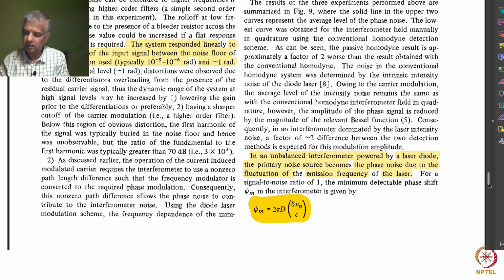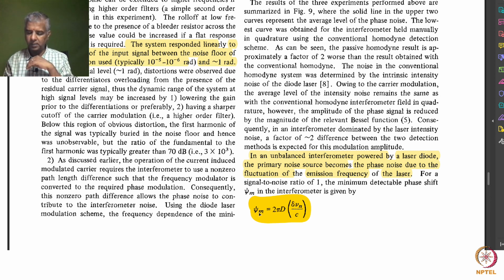So, it has been improved since then, but they also make another important point, which is what is the minimum detectable limit as far as this phase generated carrier technique is concerned. What is it really limited by? What they observe is limited by the fluctuation of the emission frequency of the source. If you have a single frequency source, then you have a single phase, a very definite phase associated with it. But if your source is actually having multiple frequencies, then the phase actually does not become deterministic. There is some uncertainty in the phase itself, and that uncertainty is going to constitute the minimum detectable limit as far as the phase detection is concerned.